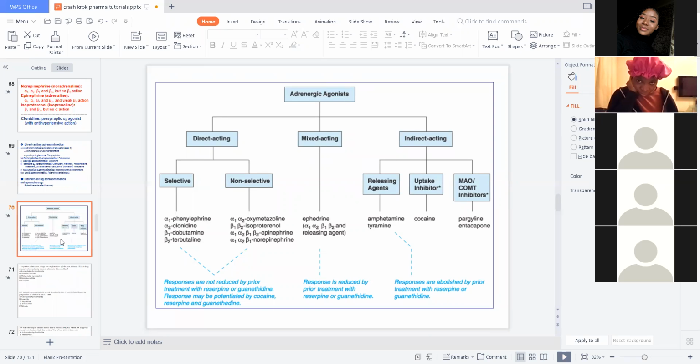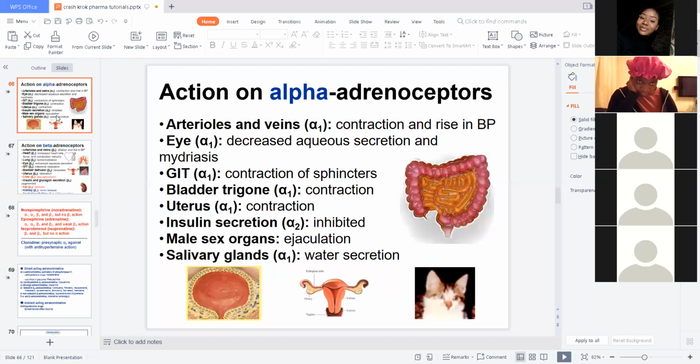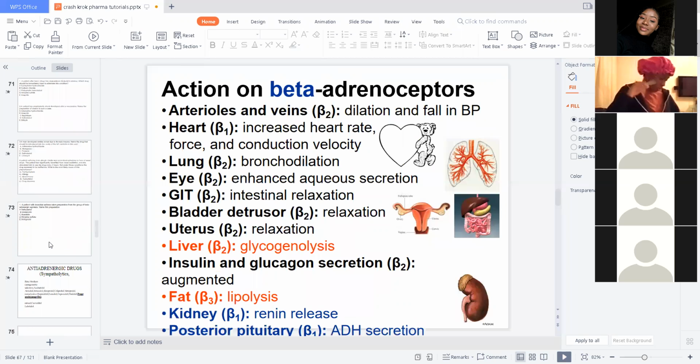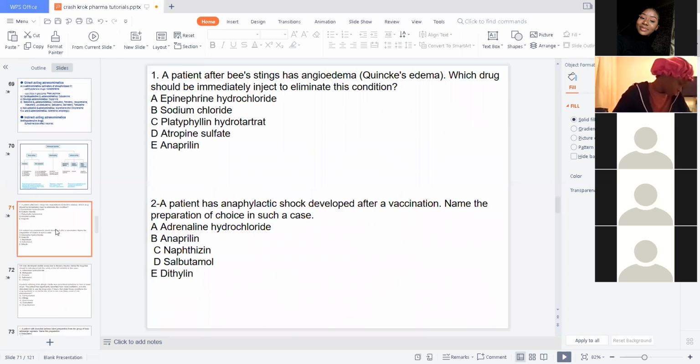Okay, so I want you to remember the effect of drugs on the receptors. For arterioles, it causes contraction, so it increases the BP, so it can be used to treat hypotension. Then it also decreases aqueous humor production, so it can be used to treat glaucoma. Then for the beta receptors, it causes bronchial dilation, so it can be used to treat asthma. It also causes an increase of heart rate, force, and conduction velocity, so it can be used to treat bradycardia. Okay, so now let's move on to questions.